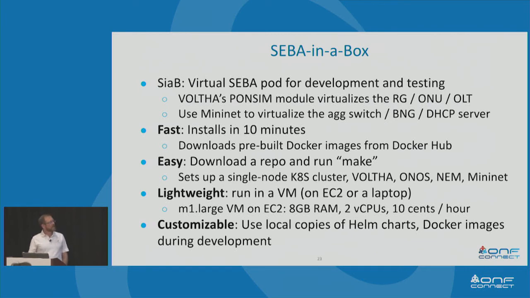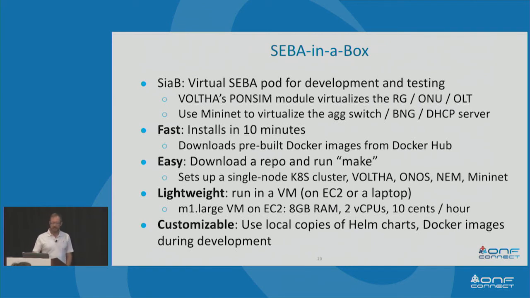Some advantages of using SEBA-in-a-Box is it's fast to install. It can install in as little as about 10 minutes. And the reason that it can install so quickly is it's pulling pre-built Docker images down from Docker Hub and running them in Kubernetes. So using pre-built images, if you have a fast internet connection, you can get up and running quickly.